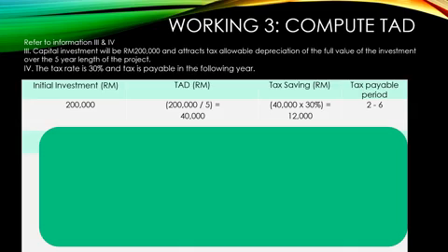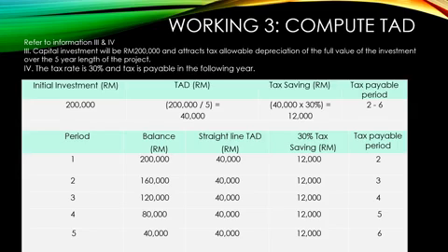You also can compute for the tax allowable depreciation using these workings. For year 1, the balance will be 200,000 ringgit and the TAD will be 40,000 ringgit. Because this one is straight line method, therefore the amount of the TAD will be the same from year 1 until year 5. So 40,000 ringgit year 2, year 3, year 4, and also year 5. Same goes with the tax saving. The amount will be the same, 12,000 ringgit year 1, year 2, year 3, year 4, and year 5.